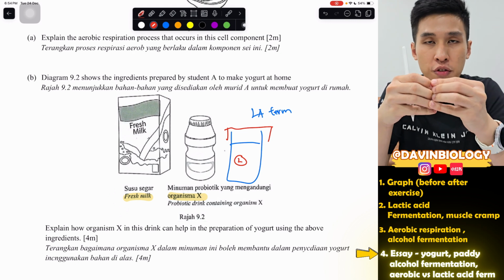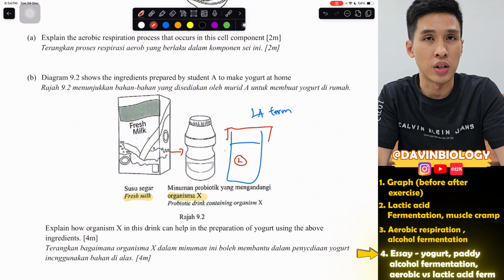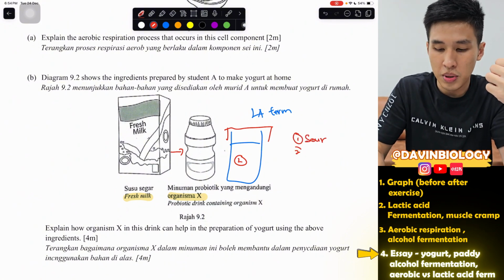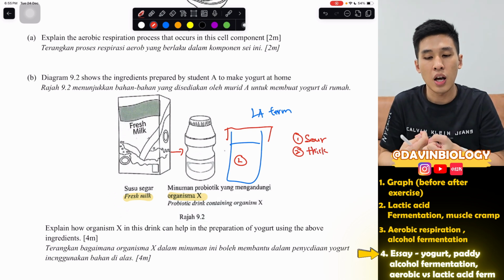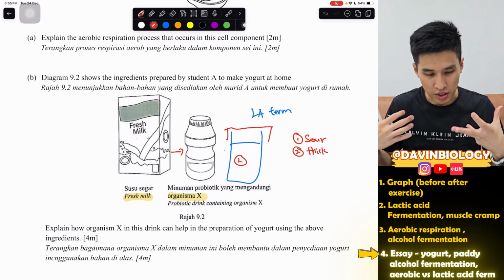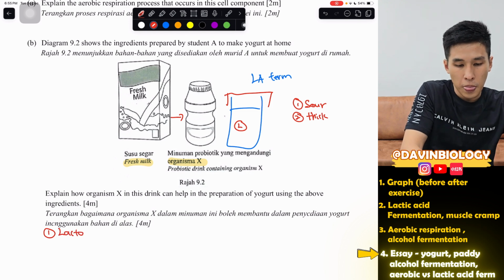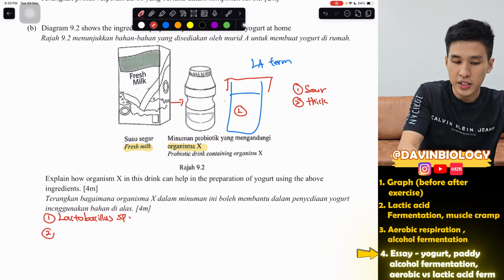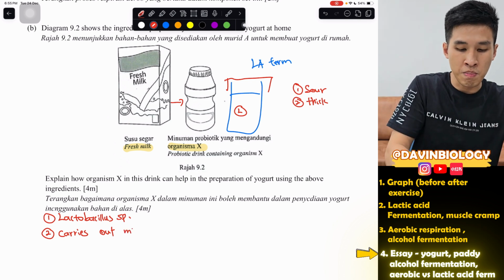Now, to explain this process, you just have to remember, when milk turns to yogurt, what happened to the yogurt? Number one, it becomes sour. Number two, the texture becomes thicker, basically coagulated already. So you're going to explain, how do I get these two? Number one, you can start writing organism X is lactobacillus sp. It basically carries out, okay, for here we don't say lactic acid fermentation. You must follow this one in your textbook. You must say milk fermentation.